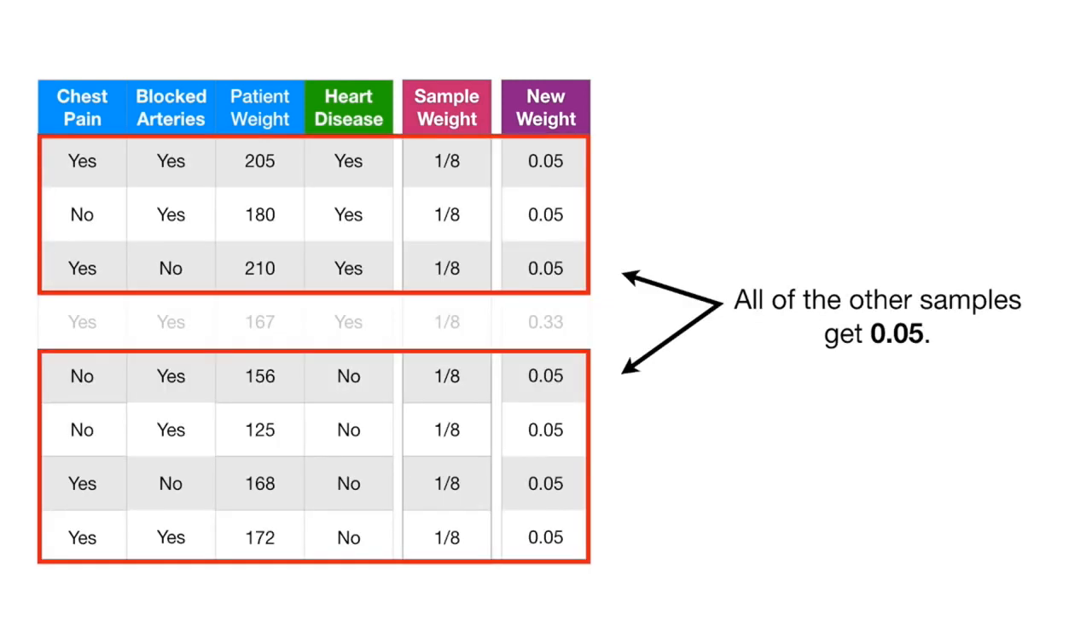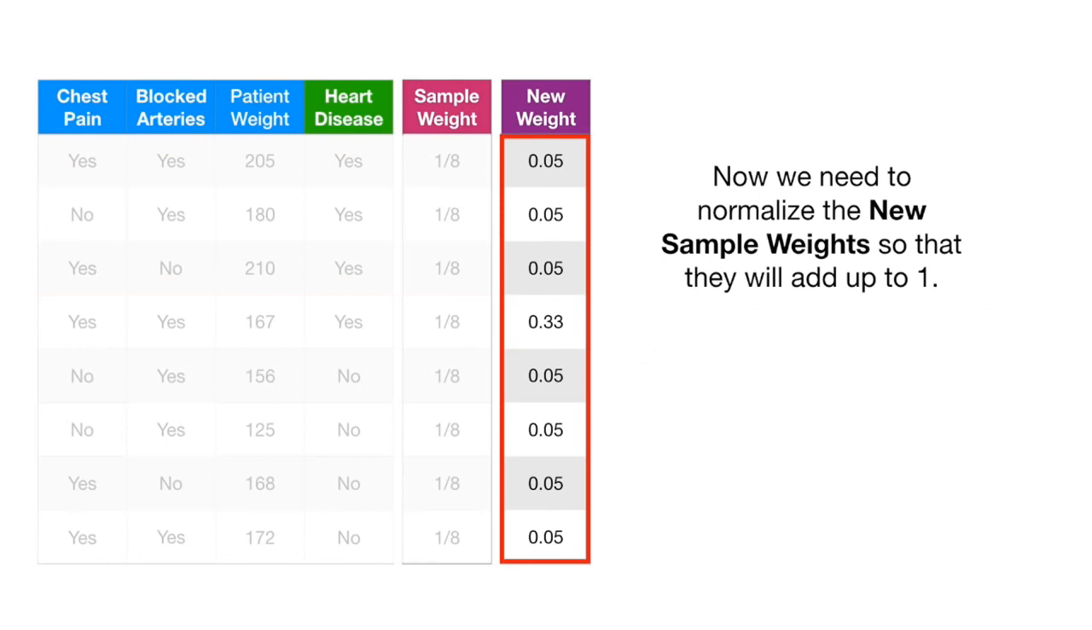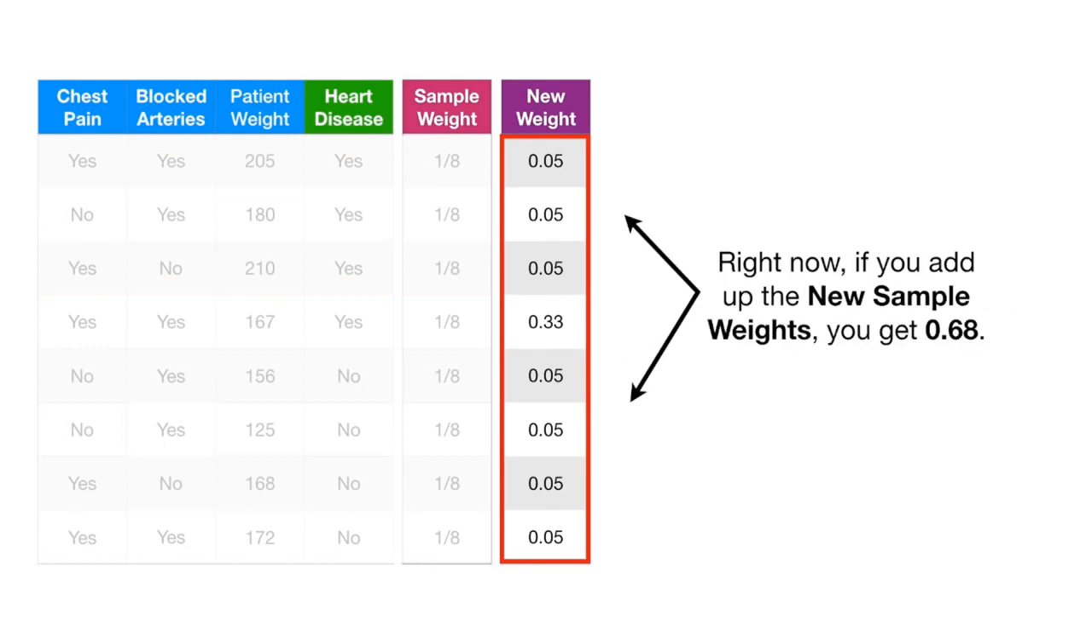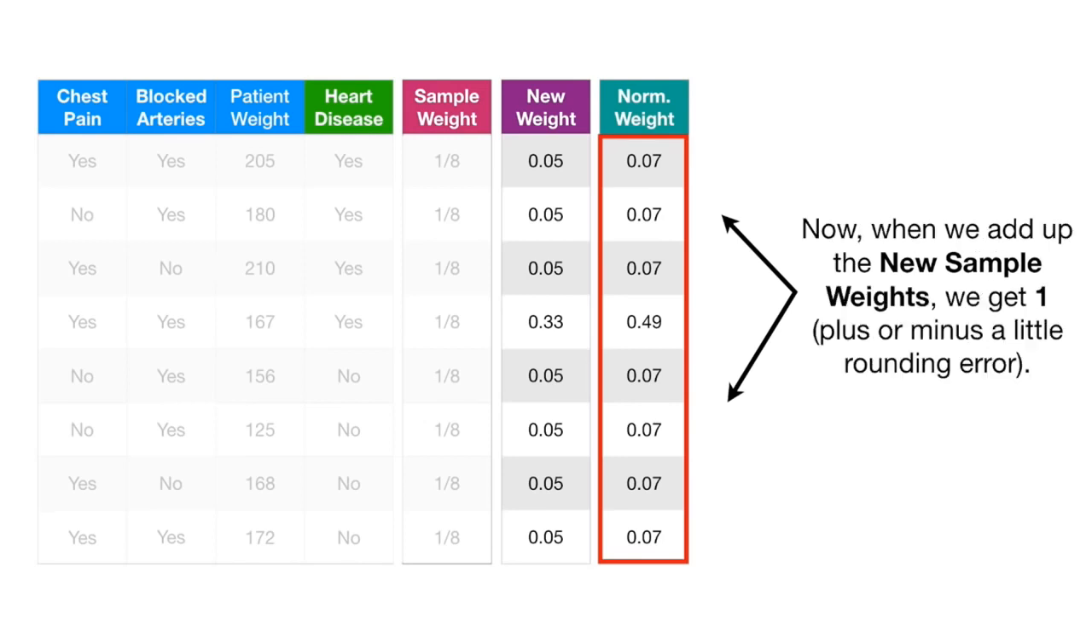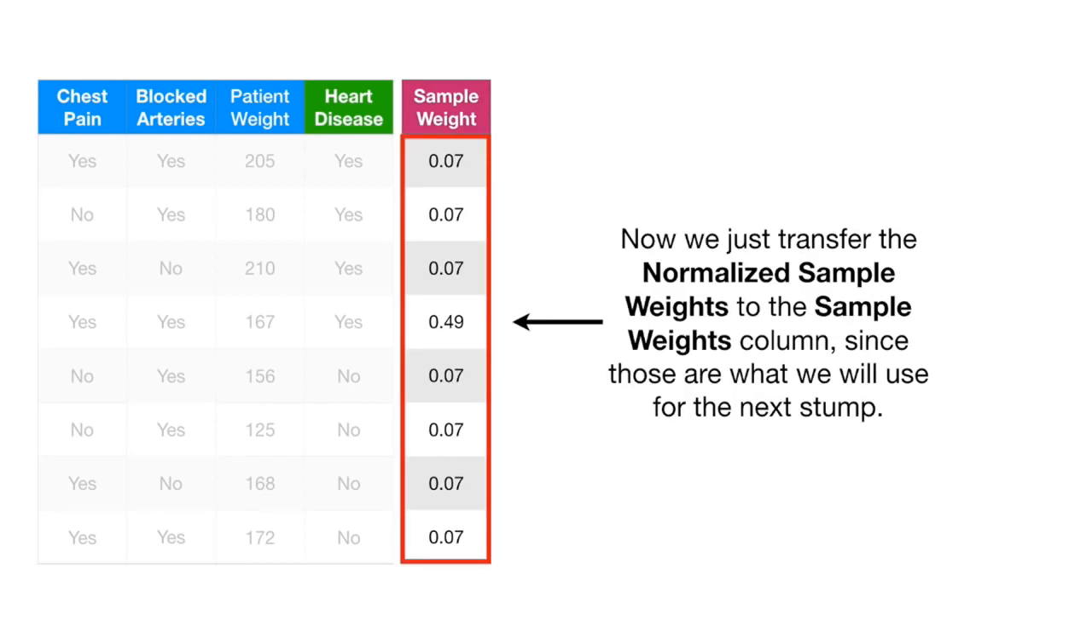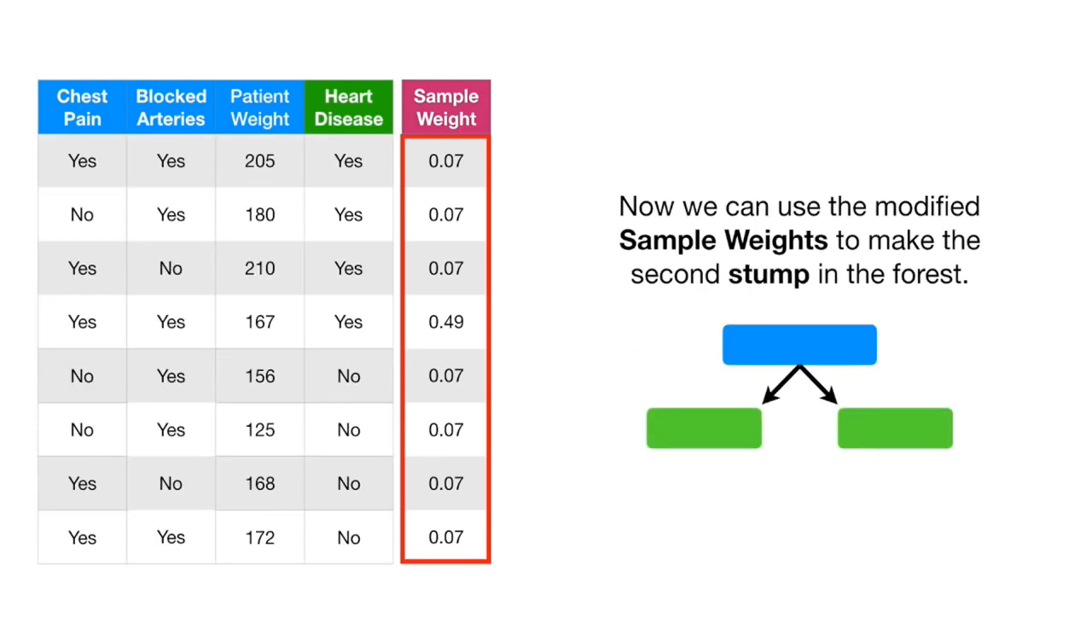Now we need to normalize the new sample weights so that they will add up to 1. Right now, if you add up the new sample weights, you get 0.68. So we divide each new sample weight by 0.68 to get the normalized values. Now when we add up the new sample weights, we get 1 plus or minus a little rounding error. Now we just transfer the normalized sample weights to the sample weights column, since those are what we will use for the next stump. Now we can use the modified sample weights to make the second stump in the forest.